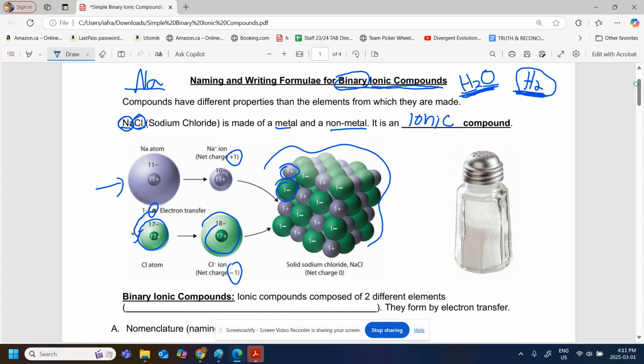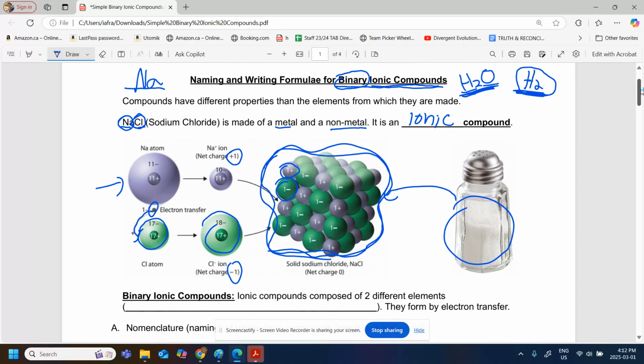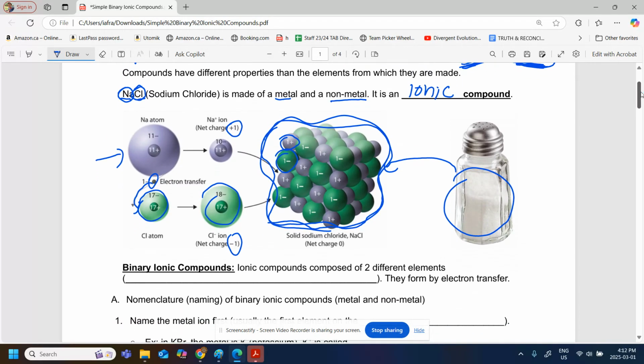And so this over here is a sodium chloride crystal. So when you look at salt in a salt shaker, it exists in this structure here. This is called a crystal lattice. And it's basically just a crystal of sodium and chloride ions connected together because they have opposite charges because of the electron transfer. So again, ionic compounds form by transfer of electrons specifically.